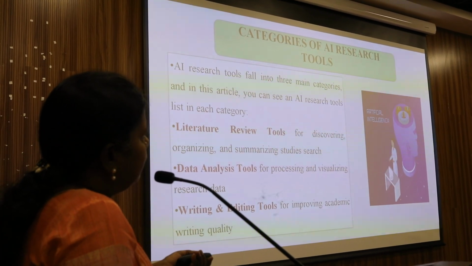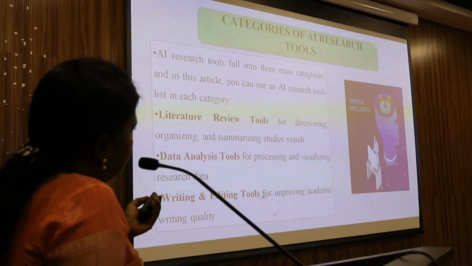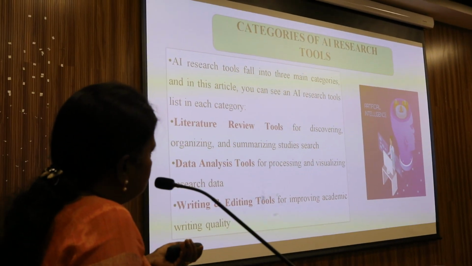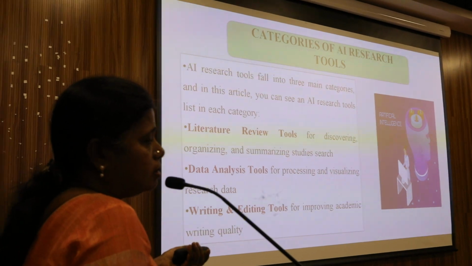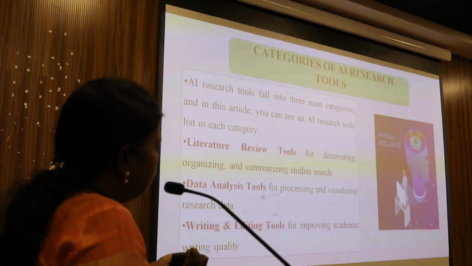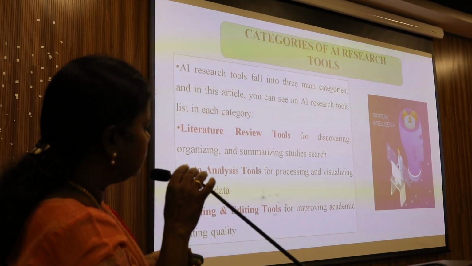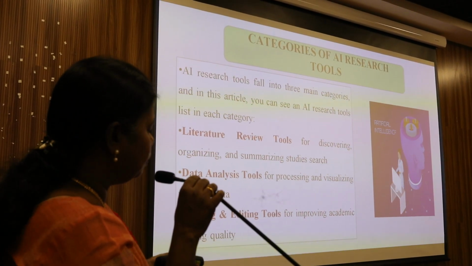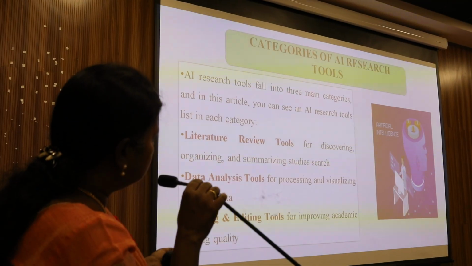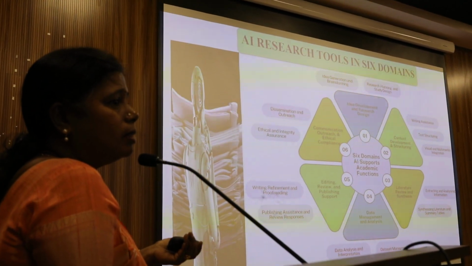So categories of AI research tools. When you see, it is categorized under literature review tools for discovering, organizing and summarizing study searches, data analysis tools for processing and visualizing research data, and writing and editing tools for improving academic writing quality. So we can say the AI research tools we can categorize under 6 domains.